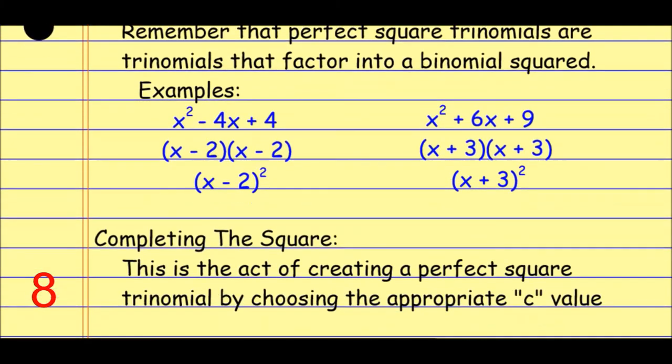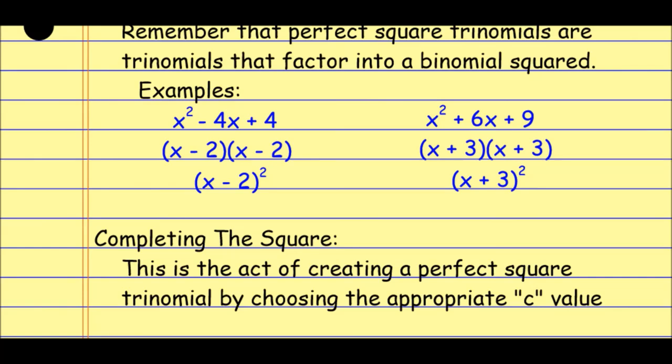So perfect square trinomials, here are some examples. X squared minus 4x plus 4 is a perfect square trinomial because it factors into x minus 2 times x minus 2, which is x minus 2 squared. It factors into something that I can take the square root of. X squared plus 6x plus 9 is also a perfect square trinomial because it factors into x plus 3 squared. It factors into something that I can take the square root of. And if I can factor a perfect square trinomial into something squared, now I have the opportunity to solve using the square root. That's where we're heading with this.